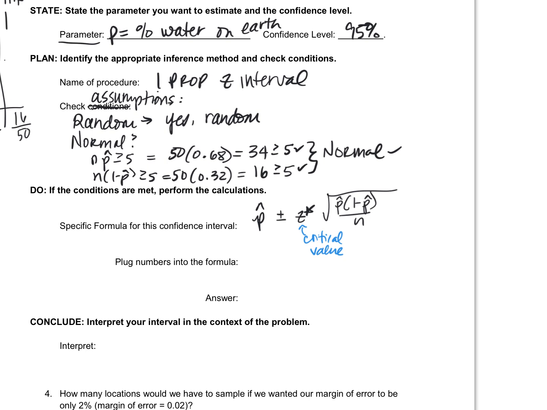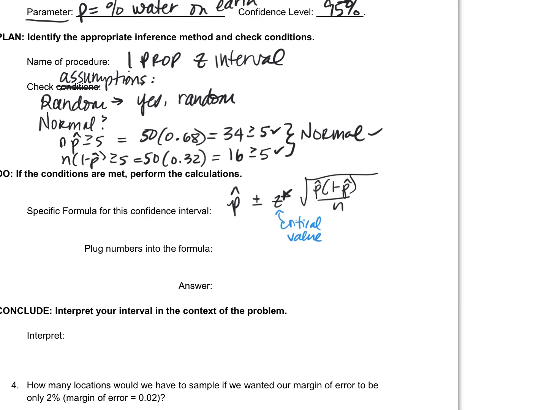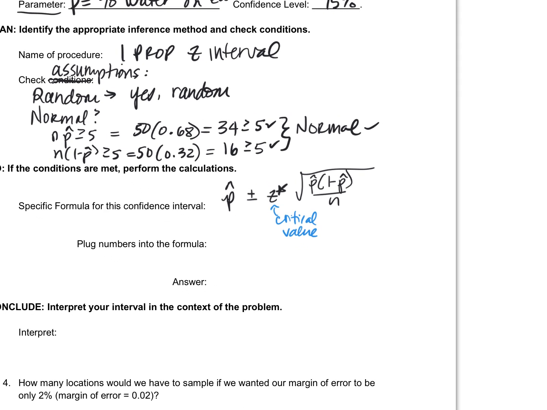Okay, so let's plug in some numbers here. P hat was what? 0.68, plus or minus. Okay, critical value. We talked about these Friday. We said if we're 95%, we're almost 2 standard deviations away from the mean. Do you remember what the critical value was? Those are the z-star things. If you just flip that page, there you go, 1.96.